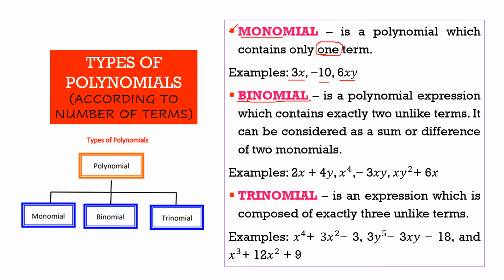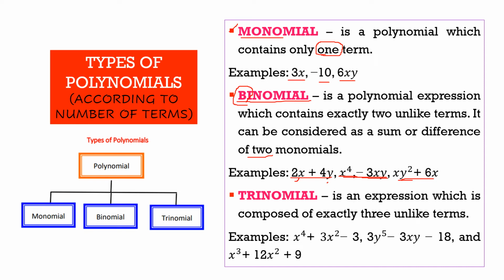As for binomial, from the prefix bi, which means 2, it means that it has two terms. Here are examples. 2x plus 4y. Our first term is 2x. The second term is 4y. The next one is x to the fourth power minus 3xy. Our first term is x to the fourth power, and the second term is negative 3xy. For the third example, we have xy squared plus 6x, so it has two terms as well.